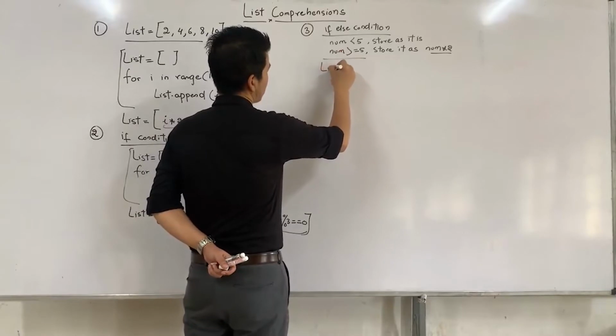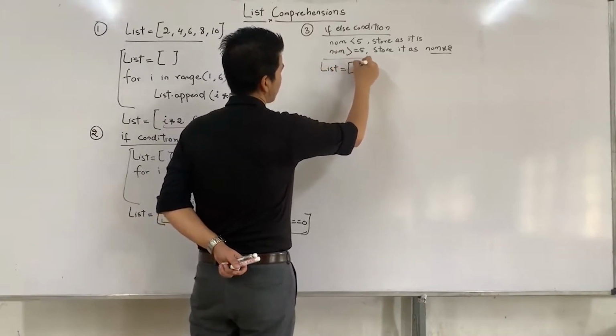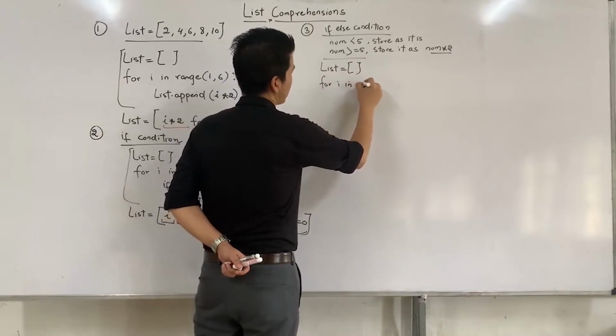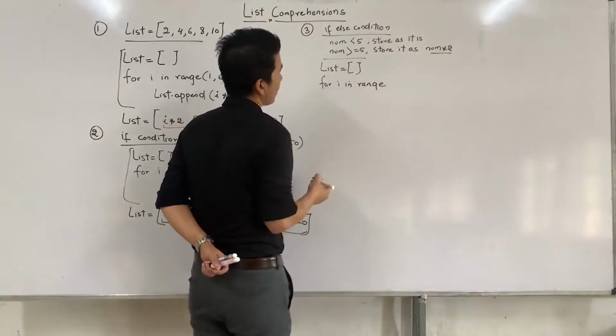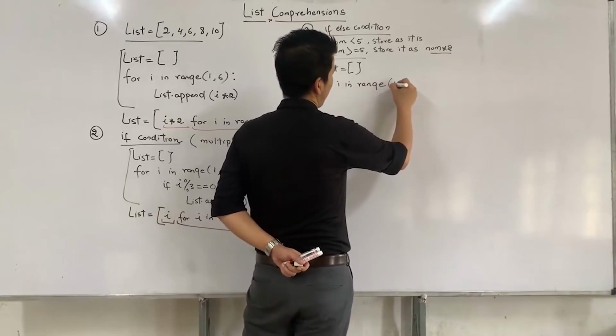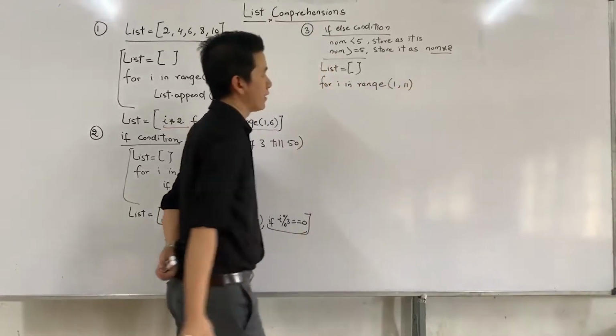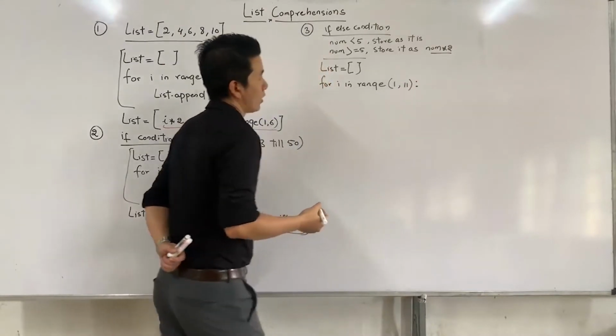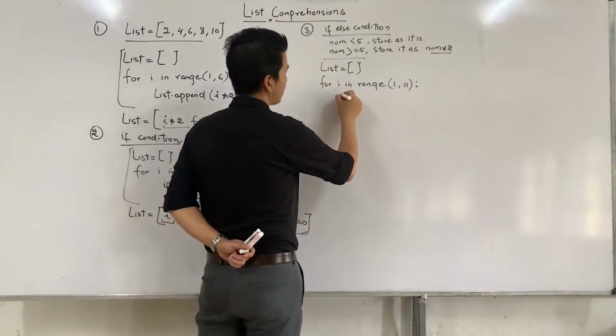It's going to be like this. Let's have an empty list, and then for i in range, and then I'll have 1 till 11. Okay, and then I'll have this colon. Now there you have the condition.